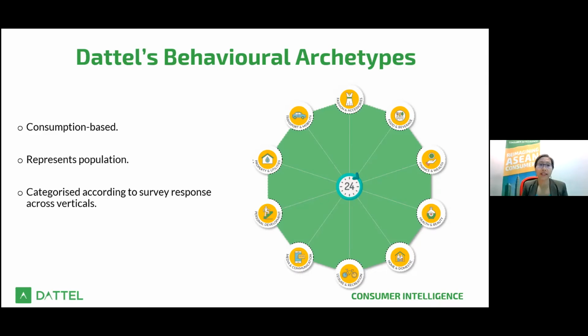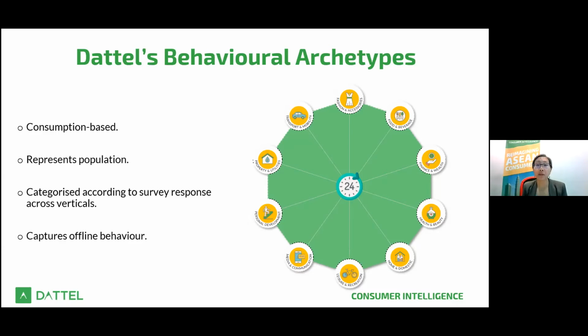The other thing also is that because we're collecting all the various data across these verticals, we're able to categorize them according to the survey responses across these different verticals, which is why we can come up with 25, and quite frankly, we can come up with more. But I think for now, let's settle on 25, and then we'll eventually start increasing and adding more behavioral archetypes. But essentially, because of the various responses that we've gathered, we're able to categorize them in ways that would be meaningful to understand certain behaviors and certain patterns of consumption.